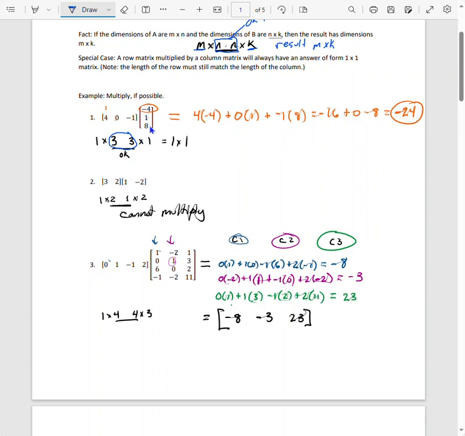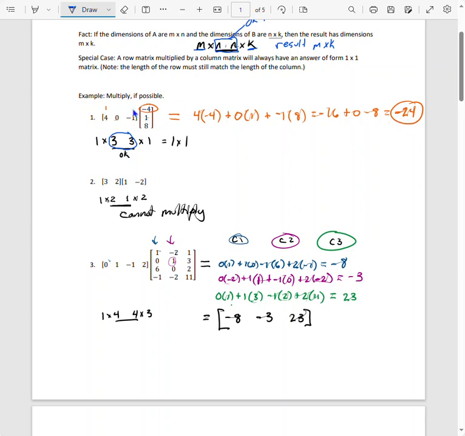Let's take a look. So we'll take row 1, multiply it by column 1. So I'll multiply 4 times negative 4, the first entries. The second entry is 0 times 1. Third entry is negative 1 times 8. So 4 times negative 4 is negative 16. 0 times 1 is 0. Negative 1 times 8 is negative 8. And negative 16 plus 0 minus 8 is negative 24.